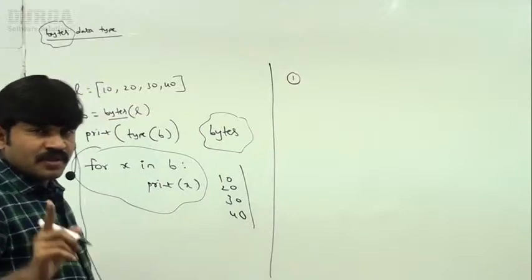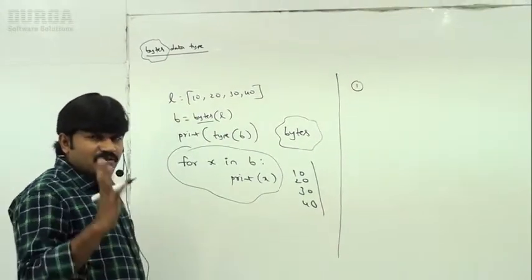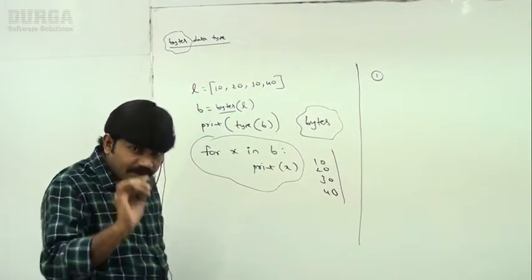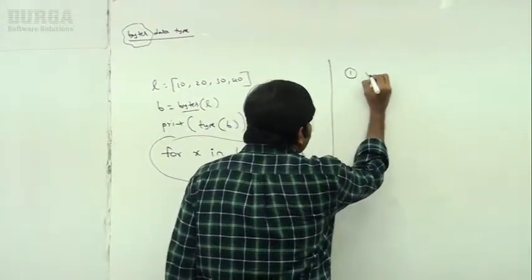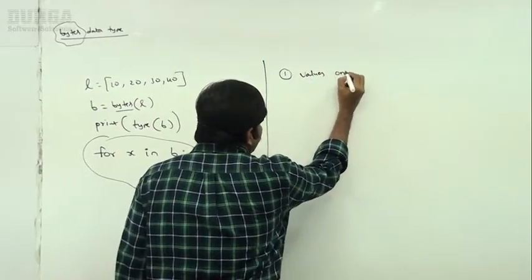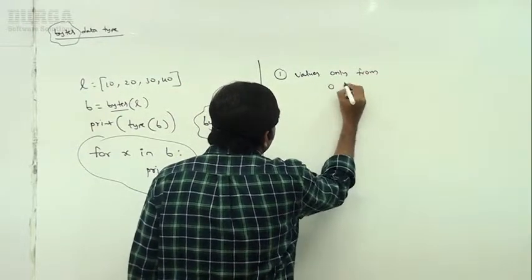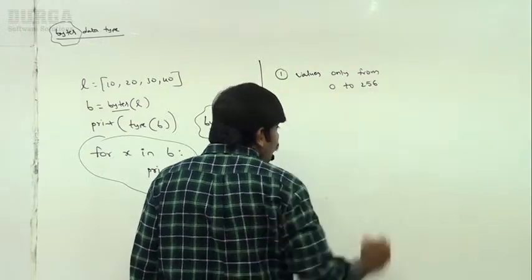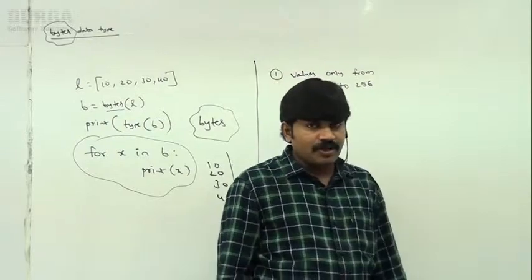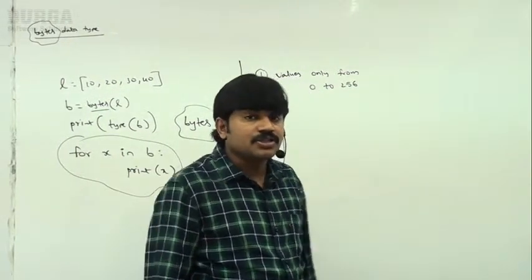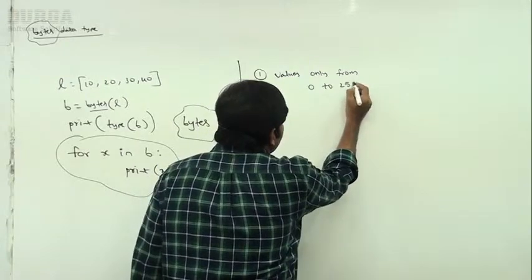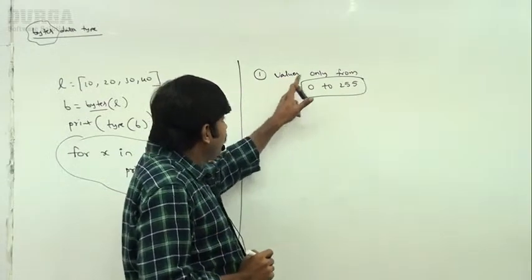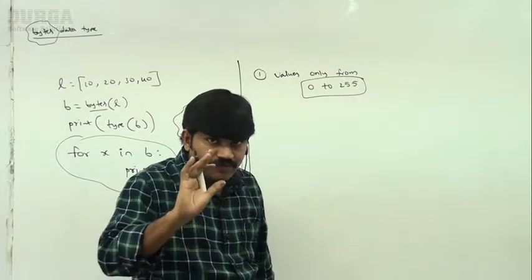First conclusion. Here how many values are represented? 4 values, 10, 20, 30, 40, that's all. So bytes data type can represent values only from 0 to 255. Yes friends, can you please spell out 0 to 255 or 256? 0 to 255 only. Remember this one. Not 256. Bytes values are only from 0 to 255.